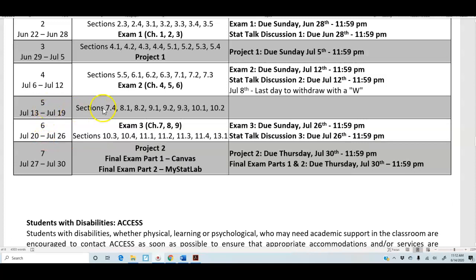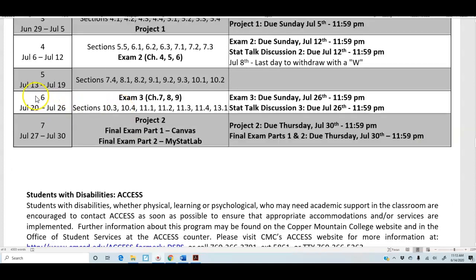And then week 5, you will see all these sections that are going to need to be covered for week 5. In week 6, you have Exam 3 that's going to cover everything from Chapter 7 to Chapter 9. And again, that Exam 3 is due Sunday, July 26th. And then you also have these sections during that week. And then you also have Stat Talk Discussion Question 3, which is the final one, which is due July 26th.